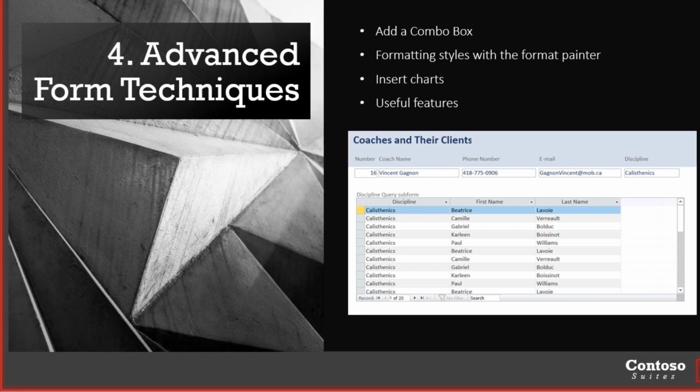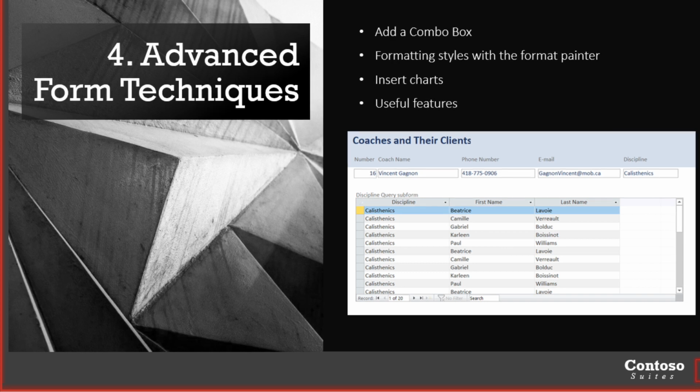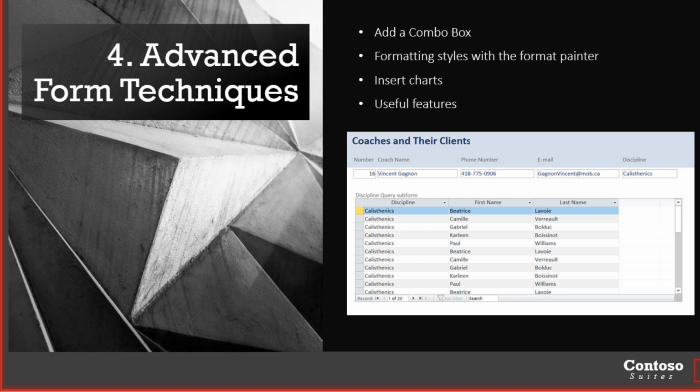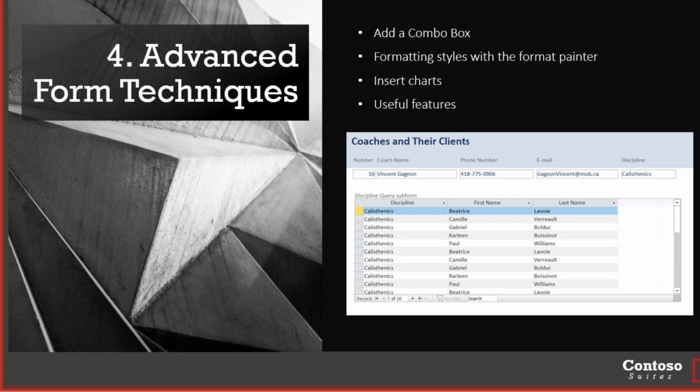Furthermore, I used the knowledge I gained in this module to do a subform for my form named Coaches and Their Clients. As you can see in the picture of my database, this allows to associate the clients that have the same discipline as the coach, which is calisthenics in this case. Subforms and subreports are also very powerful tools that Access provides, since they link different data sources and provide different information for every record.